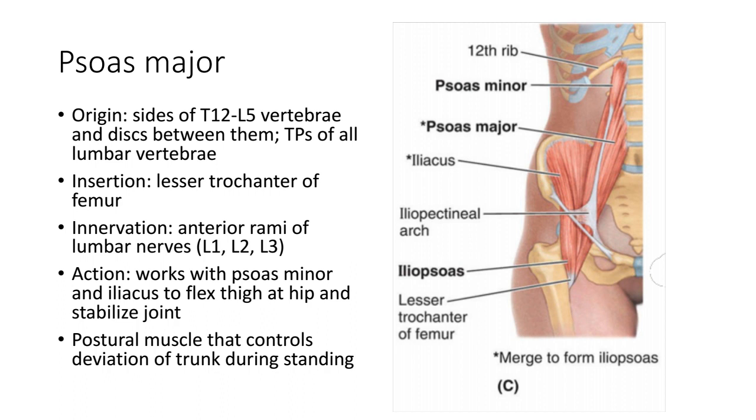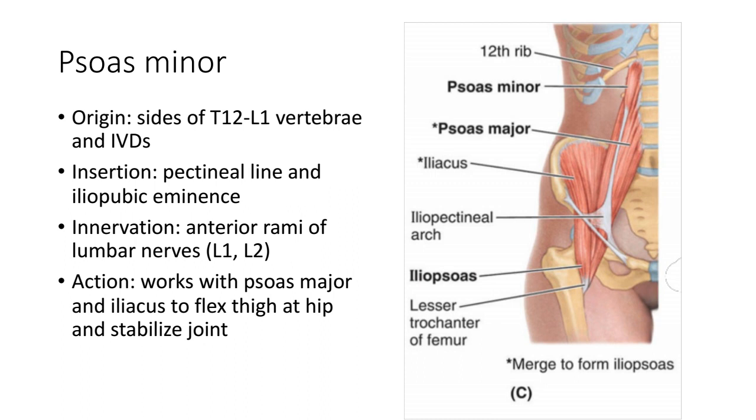The psoas major works with the psoas minor and the iliacus to flex the thigh at the hip and to stabilize that joint. It is a postural muscle that controls the deviation of the trunk during standing.